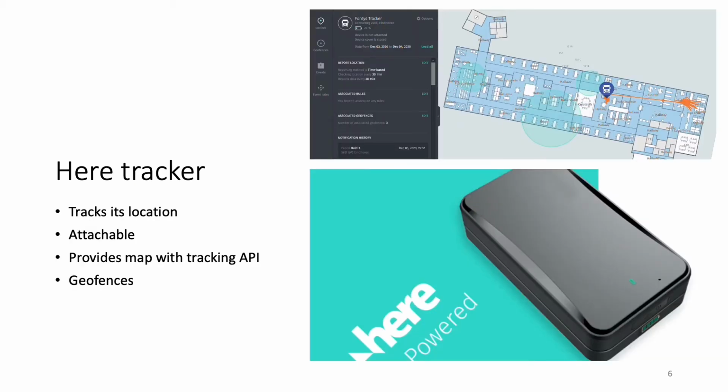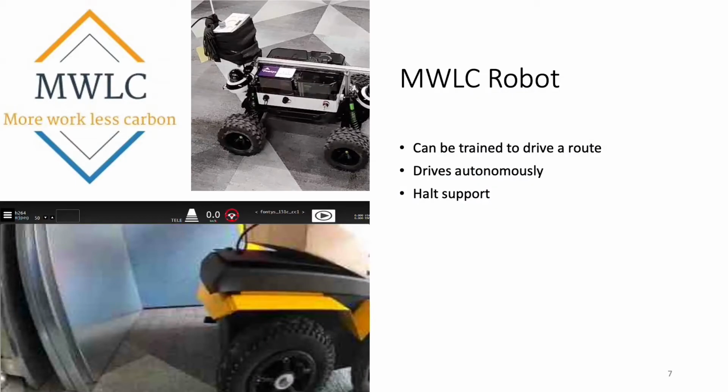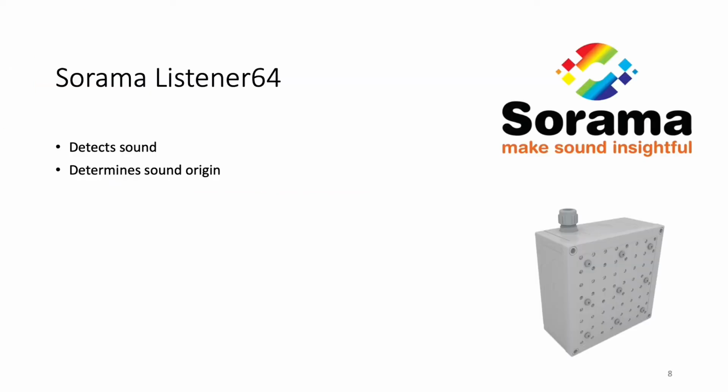These companies helped us by providing us with some of their hardware. HTES Technologies provided us with an attachable tracker for the robot and access to their tooling, which, among other features, allowed us to mark different areas for the robot to stop in. MWLC provided us with a robot that can drive autonomously around a predefined area. And last, Sorama provided us with a sound camera which can be used to detect any of the anomalies.